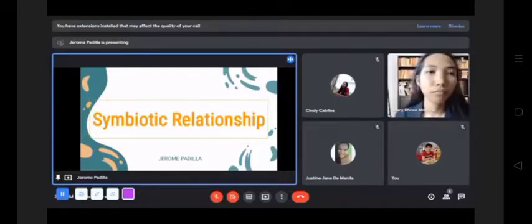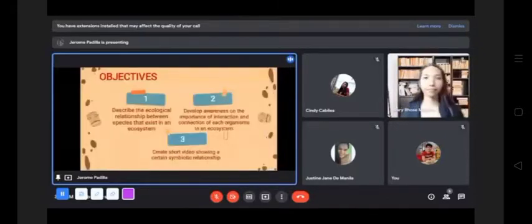For today's discussion, our objectives are: first, to describe the ecological relationship between species that exist in an ecosystem. The second is to develop awareness on the importance of interaction and connection of each organism in an ecosystem. The last one is to create a short video showing a certain symbiotic relationship.